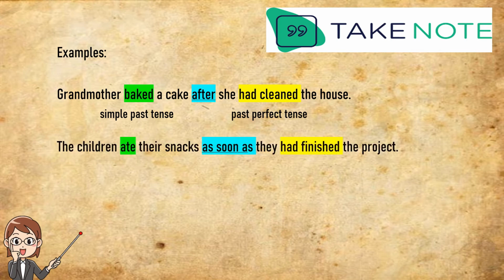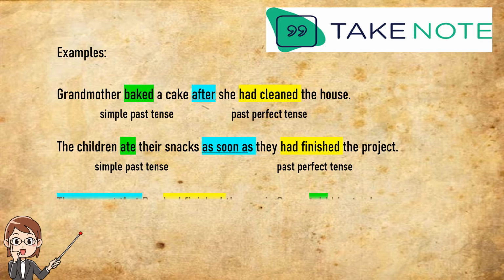Another example: the children ate their snacks as soon as they had finished the project. The time expression is as soon as, and the next verb after it is had finished, which is in past perfect tense. The verb in simple past tense is ate. It is an irregular verb.